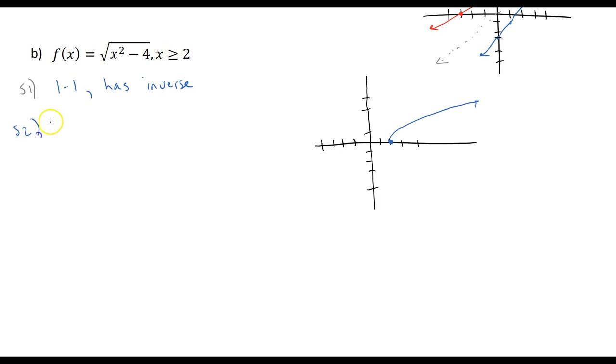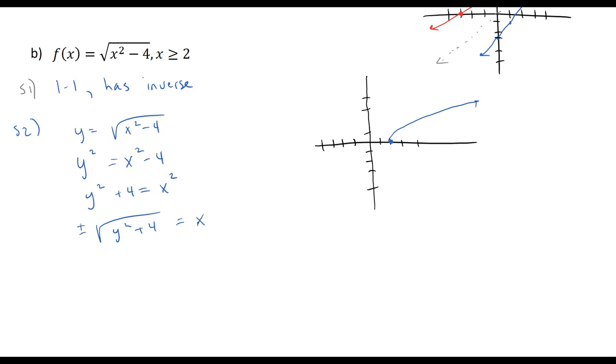So for step 2, I would say y equals the square root of x squared minus 4. I would square both sides. I would add 4. I would take the square root. Now normally when you take a square root, you have to consider the plus or minus. But in this case, because we know that the domain and the range of f and f inverse are going to swap places, the domain here was from 2 to infinity, and the range you can see from the graph is from 0 to infinity.